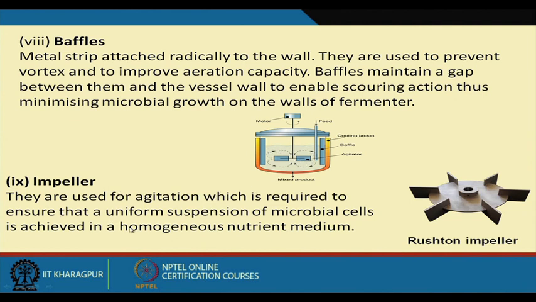Now impellers, that is very important. They are used to agitate. I already explained to you the function of the impeller, to ensure that a uniform suspension of the microbial cells is achieved in a homogeneous nutrient media. Now here I want to point out, you can see this is the disc, and it is connected with different blades, and you have 1, 2, 3, 4, 5, 6. So this number you can vary. You can make it 5, 6, maybe 7, whatever.